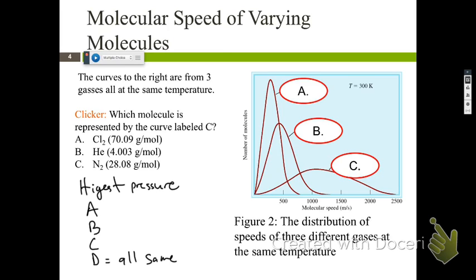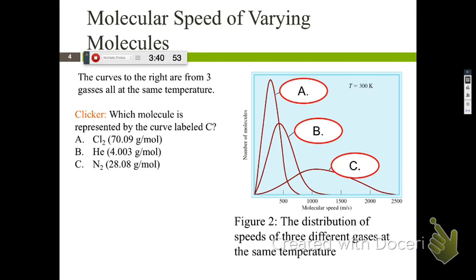Questions? So my answer to that would be all are moving at the same speed.